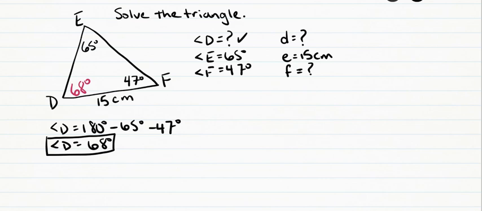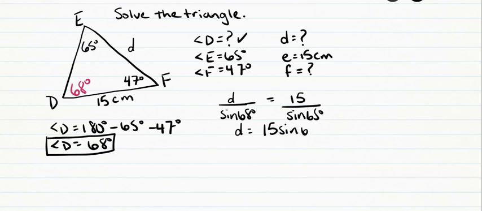So now that we have angle D, we can solve for side length D using the sine law. So we have that D over sine D, which is 68 degrees, is equal to side E, which is 15, over sine E, which is 65 degrees. Okay, multiplying both sides by sine of 68 degrees gives us D equals 15 times sine 68 divided by sine of 65. And putting that into our calculator, we get that side D is about 15.3 centimeters.